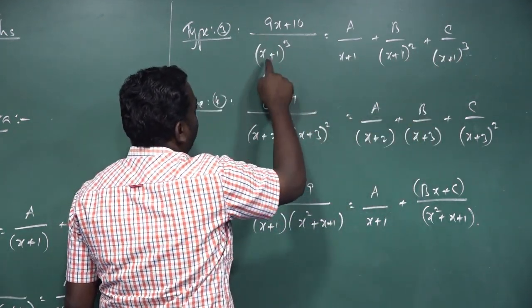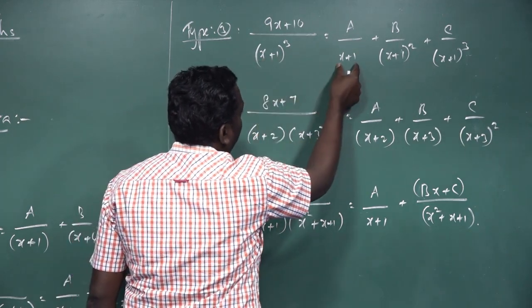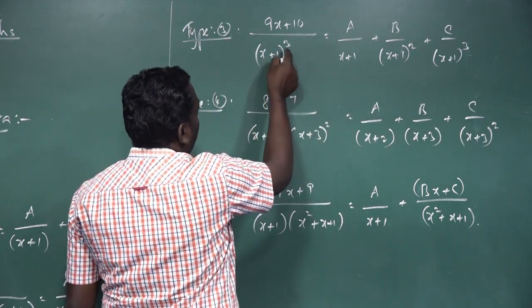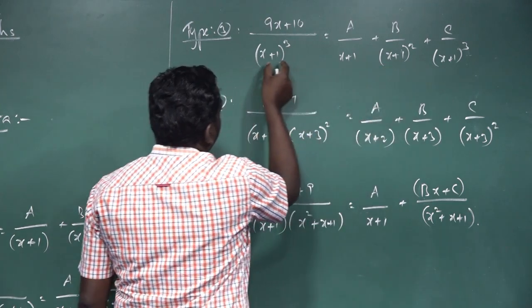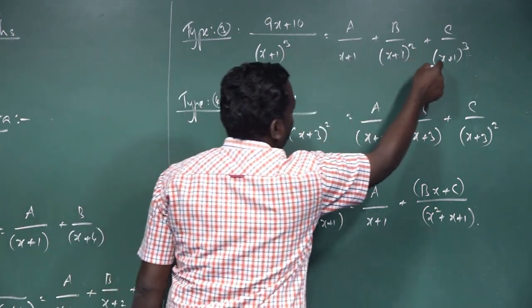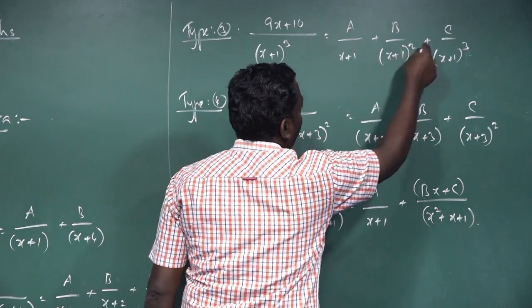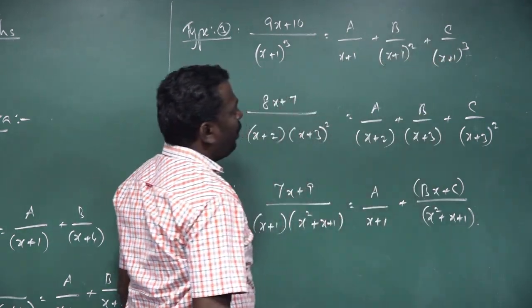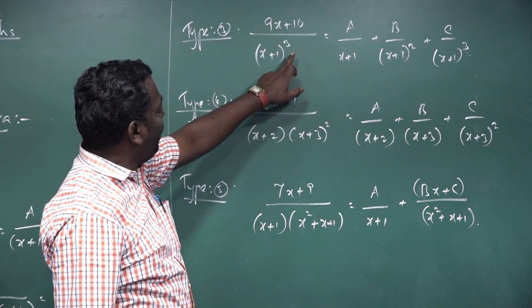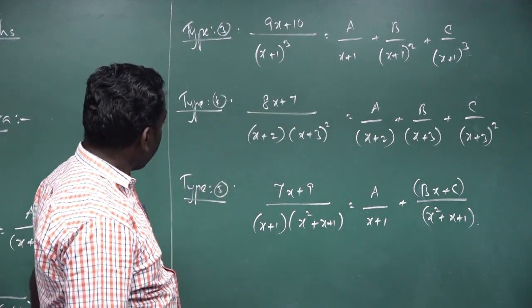Therefore, for the power, we write x + 1 as the first denominator, (x + 1) whole square as the second denominator, and (x + 1) whole power 3 as the third denominator: A/(x + 1) + B/(x + 1)^2 + C/(x + 1)^3. We apply this whenever any of the denominators is in power form.